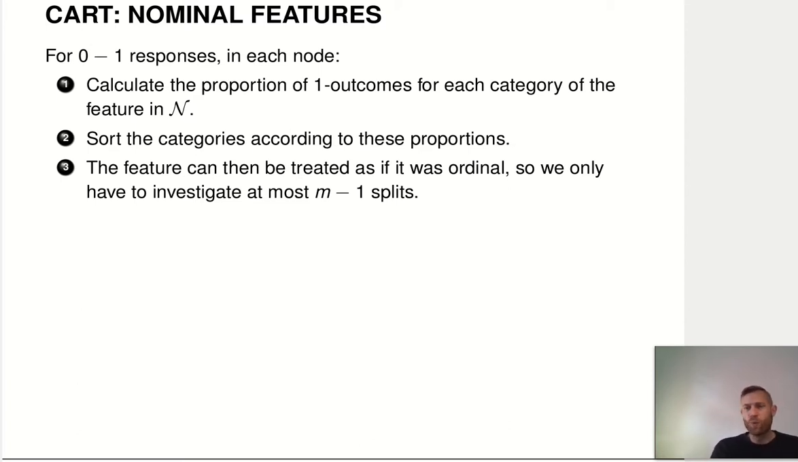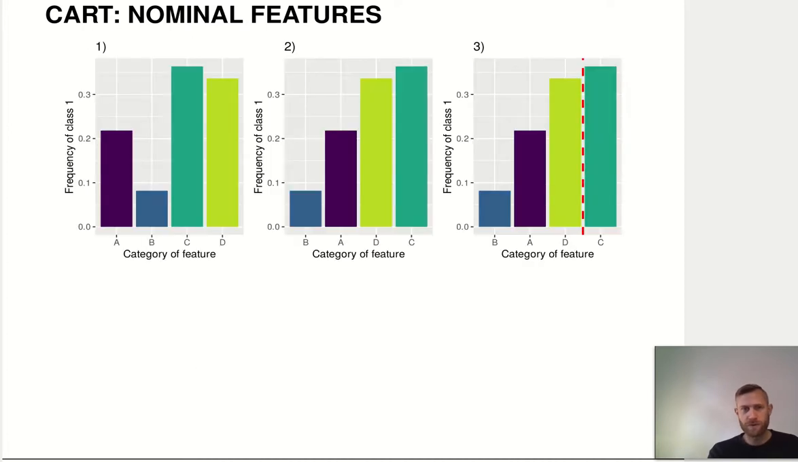Yeah? That's way, way, way cheaper to do. Okay. So essentially, if you have a feature with 4 possible categories, you compute the frequencies of class 1 for each feature for the data in the node that you're trying to split. You're ordering them, and then all you have to figure out is, well, should I split B versus ADC? Should I split BA versus DC? Or should I split BAD versus C?